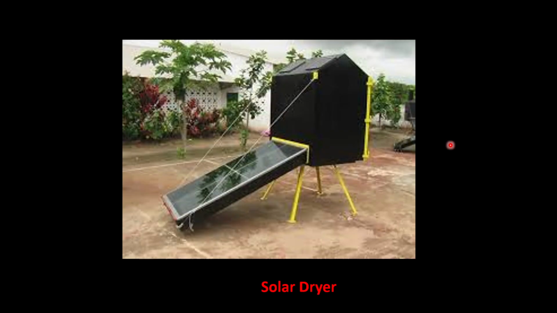And this is a solar dryer. The solar dryer means we have air heaters. We already discussed the air heater. With the help of the air heater, the heated air, hot air, is passed through a chamber. Inside we see the material that is to be dried is placed.